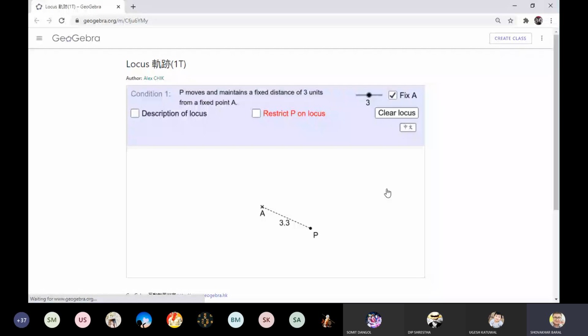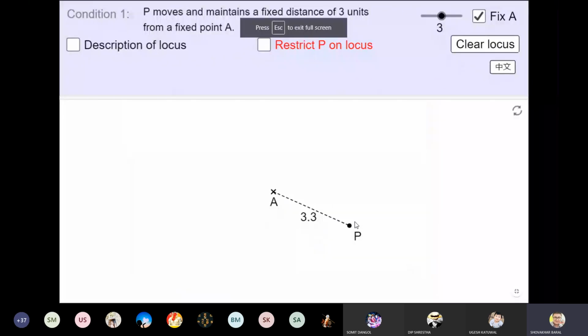Let me show you one more example. Please try to understand what actually locus is. Okay, locus is nothing but the path traced by a moving point. We are not going to find the actual path. We are not going to make a highway here. We are not going to make certain roads here. But the equation of locus we will be trying to find here.